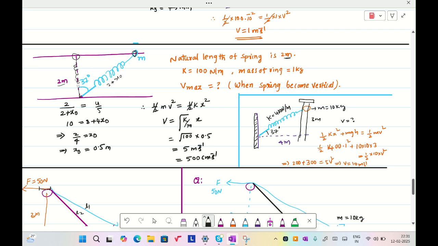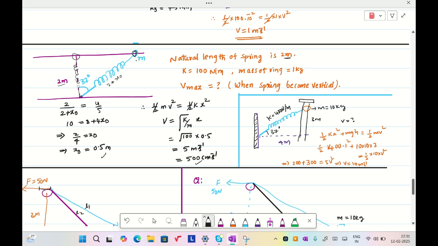That means the compression in the spring I have to find out. I have taken x naught as the compression. So 2 by 2 plus x naught, that means cos theta, adjacent by hypotenuse, 2 by 2 plus x naught is equal to cos 37, which is 4 by 5. So x naught value I will get. Now that is simple. Next, conservation of energy: half mv square equal to half kx square. The velocity of the block is 500 centimeter per second, that is 5 meter per second. So already this case came.